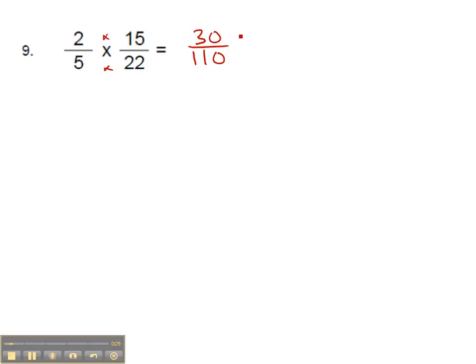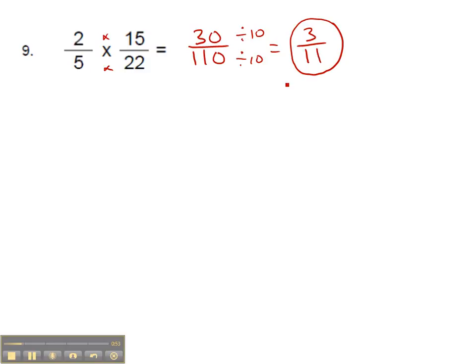Then we have to simplify our fraction. I see that they both end in zeros, so I can definitely divide by 10. If you didn't see that, you could divide by 2, and then you'd see that you could divide by 5. You can get there in as many steps as you need to, as long as you're careful with your work. 30 divided by 10 is 3. 110 divided by 10 is 11, and that's the simplest form of that fraction, so 3/11 is our answer.